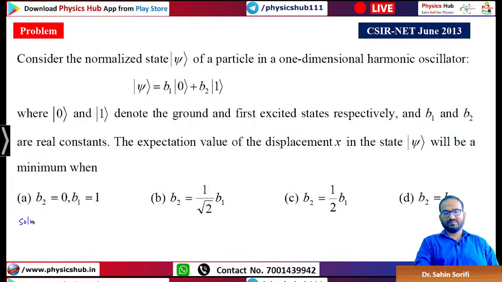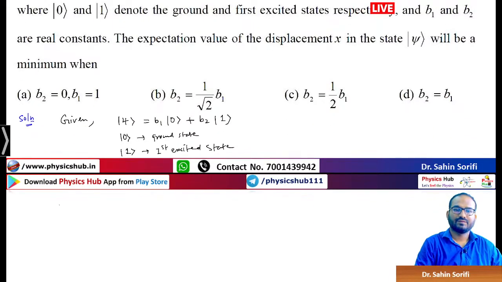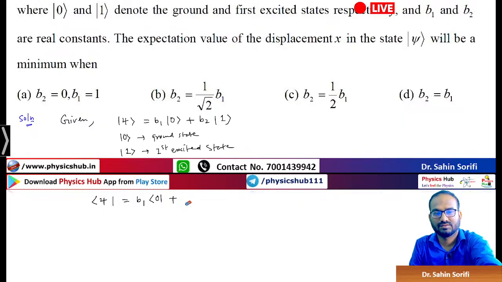So you are given a one-dimensional harmonic oscillator and a normalized state is given, that is psi equals B1 ket 0 plus B2 ket 1. Ket 0 is the ground state and ket 1 corresponds to the first excited state. So this is given to you. If this is ket psi, what will be bra psi? Obviously, B1 and B2 are real constants, so you can write B1 star is equal to B1. Bra psi is B1 bra 0 plus B2 bra 1.